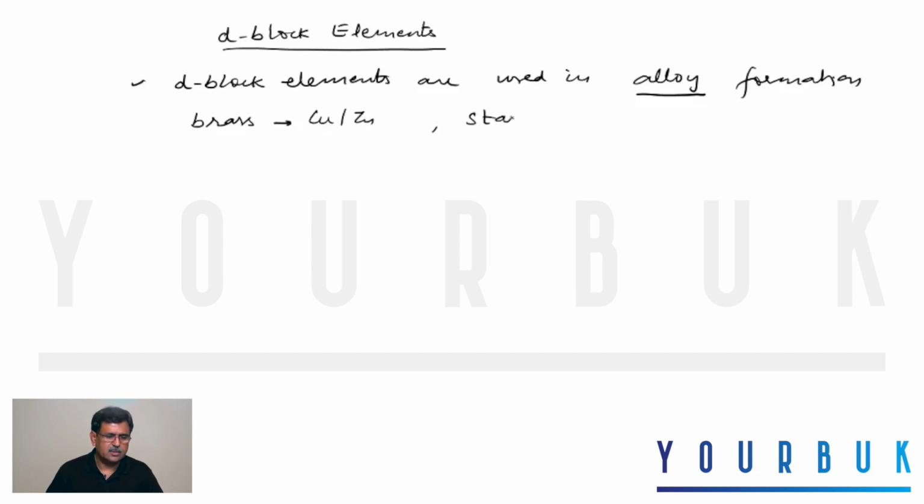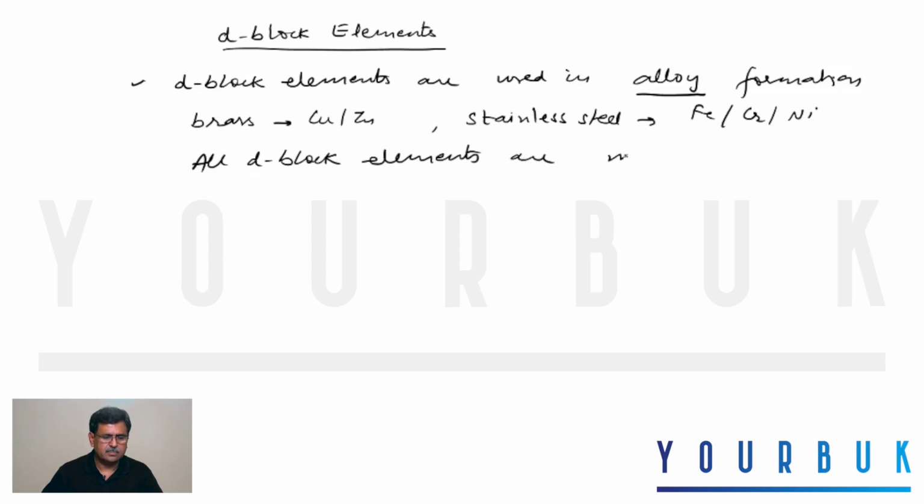We have stainless steel, which is an alloy of iron, chromium, and nickel. All three elements are from the d block of the periodic table. So what is special about d block elements? Now all d block elements are metals, have a comparable size. All d block elements are metals and have a lattice structure.